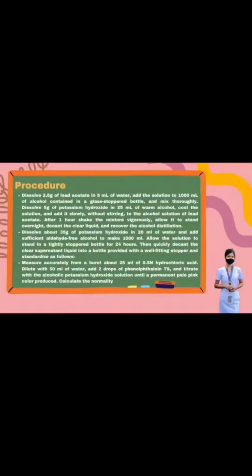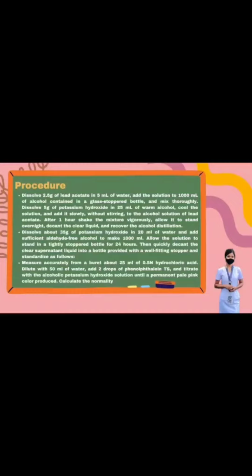Traces of aldehydes remaining in the alcoholic potassium hydroxide solution are polymerized and settle out when the mixture is allowed to stand. The rubber stopper used should be washed with a small quantity of the alkaline alcoholic solution before it is inserted in the mouth of the bottle to dissolve sulfur and any other material that might affect the concentration of the solution.